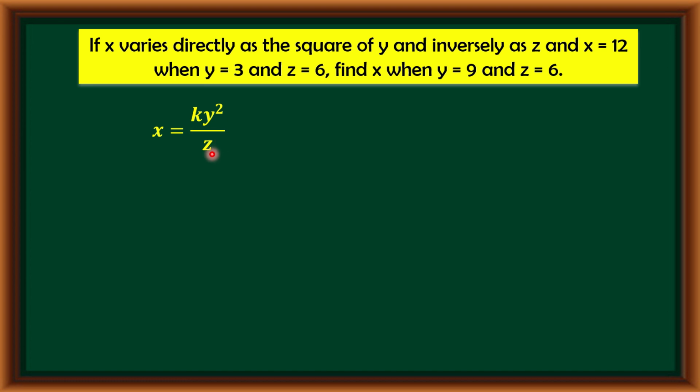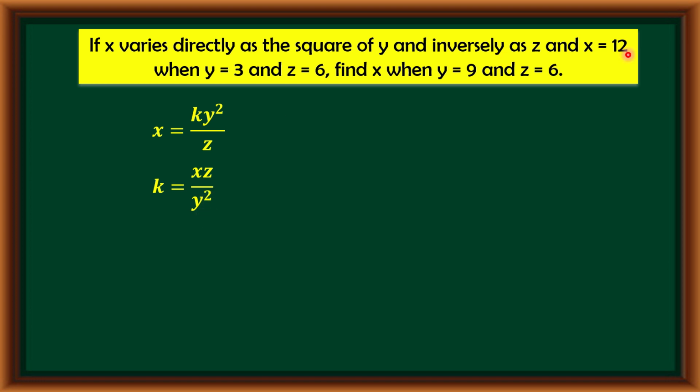Now, our task is to find the constant first, just to identify the value of x when y and z change their values. So to find the value of k, we simply multiply this one, x times z, and make the other variables as the denominators. We have k is equal to x times z over y squared.